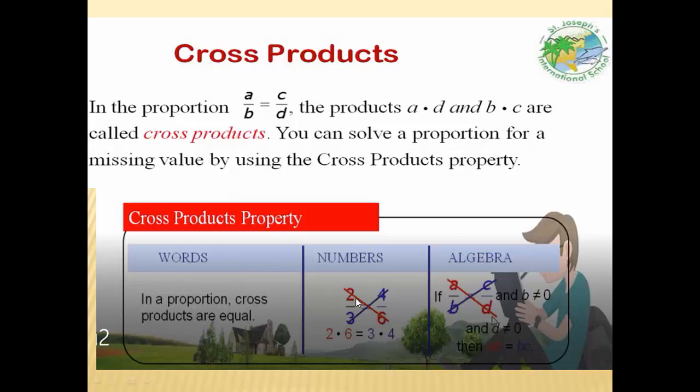Numbers: 2 over 3 equals 4 over 6. That means 2 times 6 equals 3 times 4. 2 times 6 equals 12, and 3 times 4 equals 12. That means the product of the extremes equals the product of the means. In algebra, if A over B equals C over D, and B is not equal to 0 and D is not equal to 0, then A times D equals B times C.